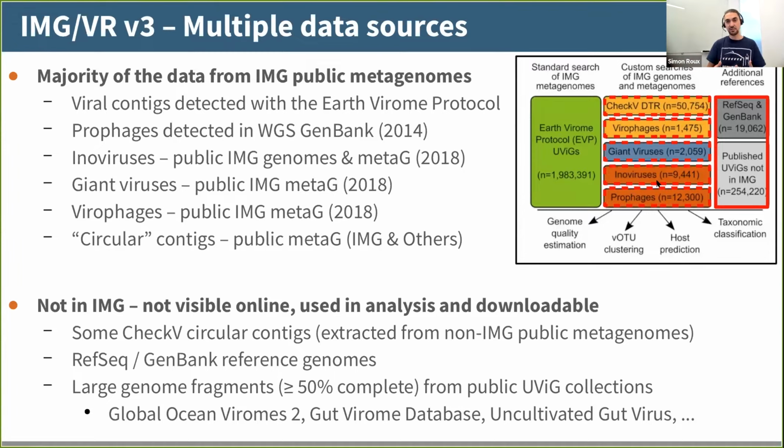So that's another thing you have to understand when working with IMGVR: there is a slight discrepancy between what you can see online and what you get in the downloadable database. What you can see online is everything that is on IMG as a contig. What you can download is the same, plus this extra that we used for reference purposes, but cannot be shown on the web page because the sequences themselves are not in the IMG system.